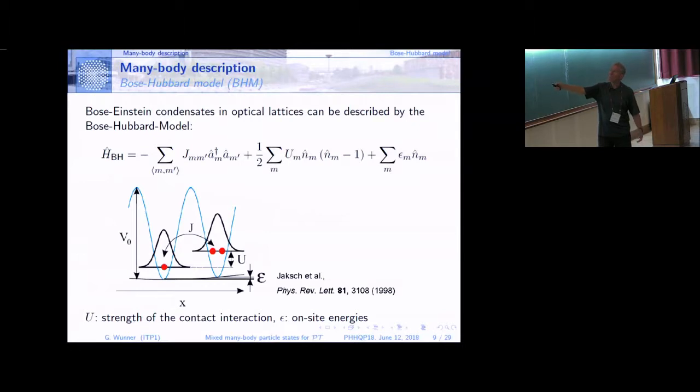And then you have a penalty term, so to speak. The particles have a repulsive interaction. So this is determined by the quantity U. If you add 1 particle in another well, you pay a price for that. The energy goes up by this quantity. If it's just 1 particle, it doesn't contribute. So this is the model: U is the strength of the contact interaction for Bose-Einstein condensates, and epsilon are the on-site energies.